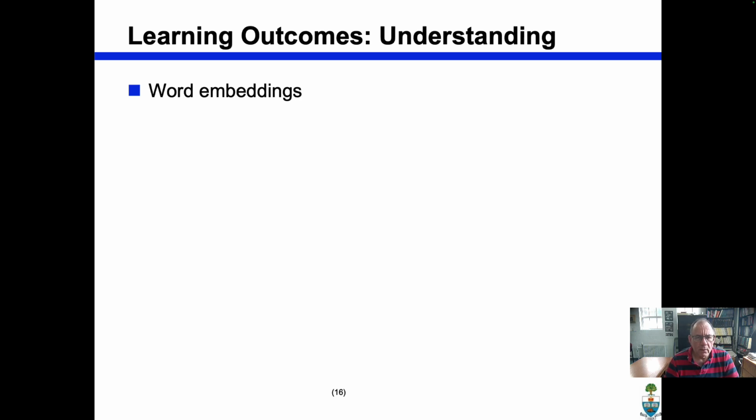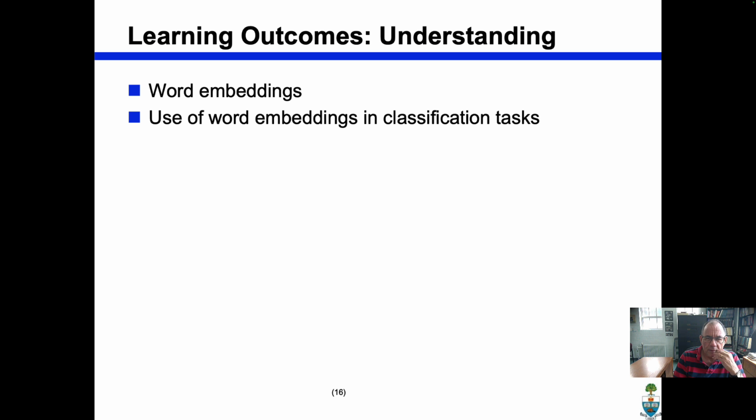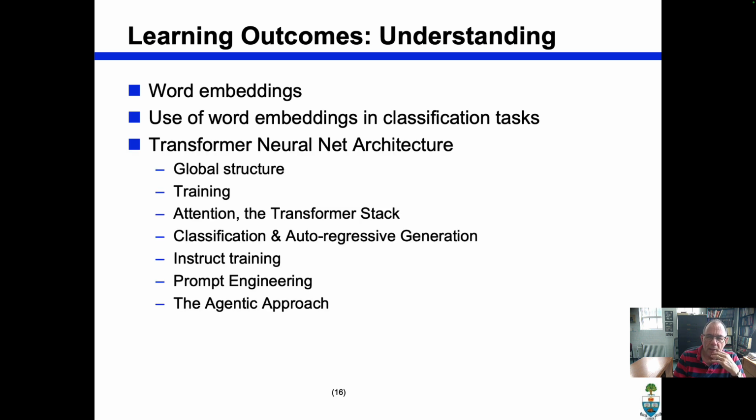These are the key learning outcomes that I see for you in this course. I want you to understand what a word embedding is and what embeddings are from a deeper perspective, how that's used in classification tasks, and then really go into depth of the transformer neural net architecture, its global structure, most crucially how it's trained. How does it get so smart? And this thing called attention and the stack of transformer slices, how classification is done, how auto-regressive generation is done.